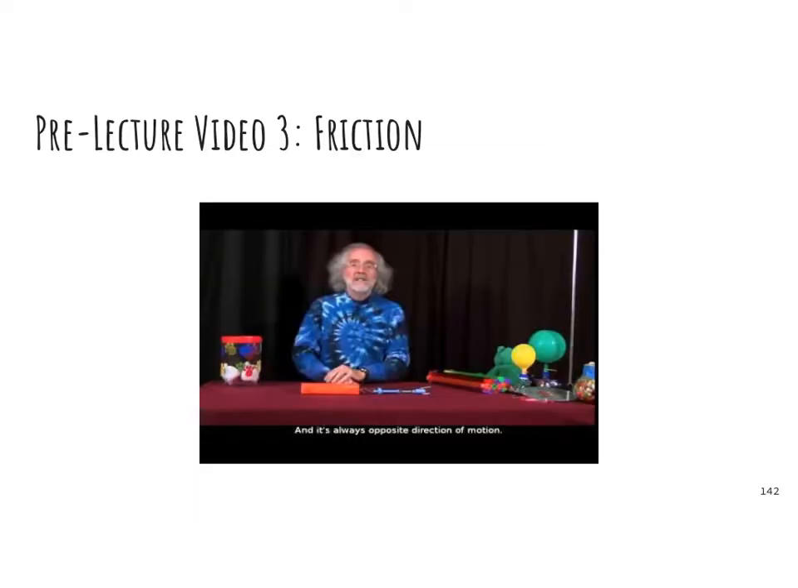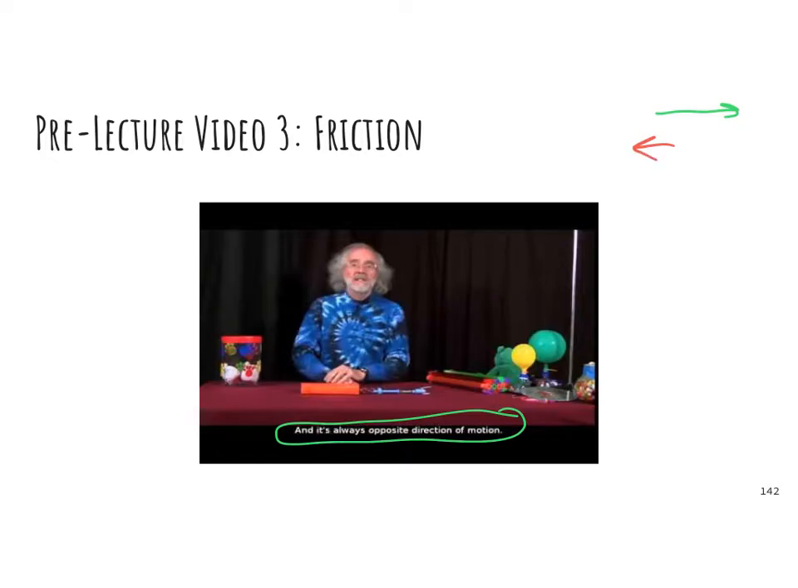So in this pre-lecture video, he talks about the different types of friction, but the main thing is actually popping up right now. The main thing that you need to remember is that friction always opposes motion. It's always in the opposite direction. So if I'm moving to the right, then friction is acting to the left.